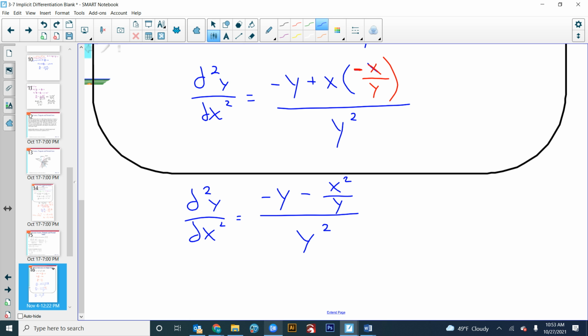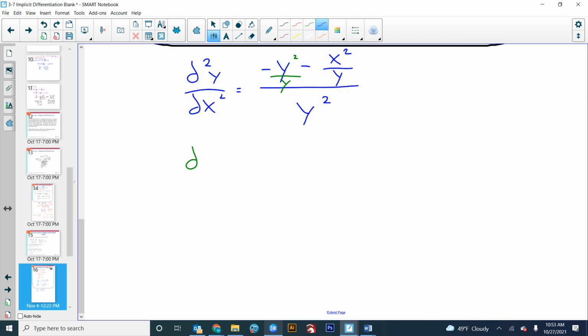Okay. Ready to find some common denominators in the numerator? Wendy is. Let's go. If we want to make common denominators, this needs a y. This becomes a y squared. Agreed? Combine. Negative y squared minus x squared over y, all over y squared.